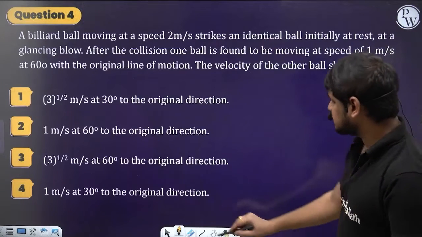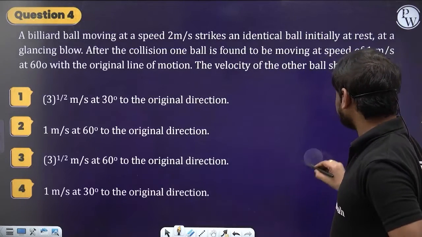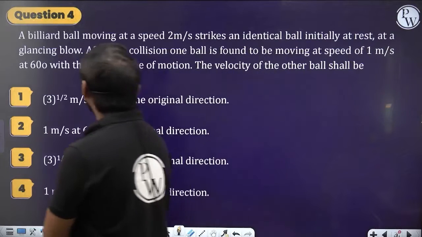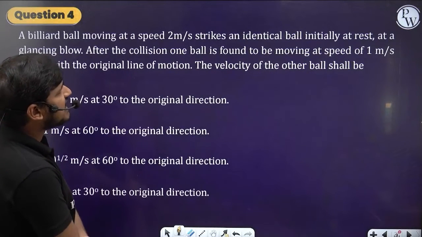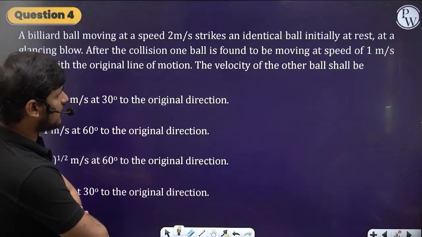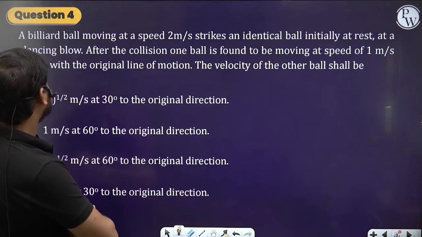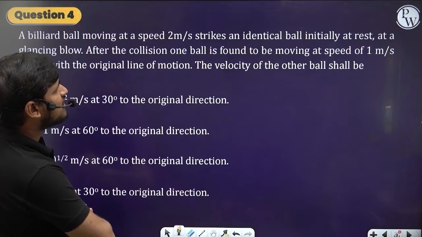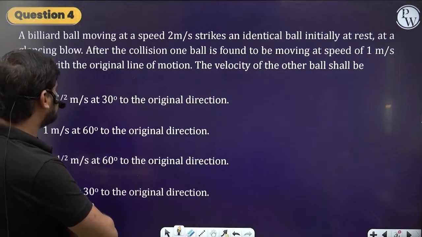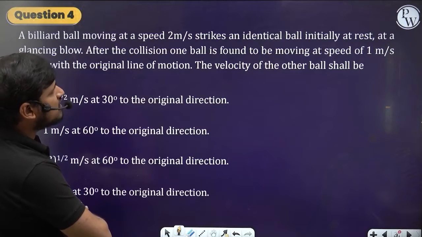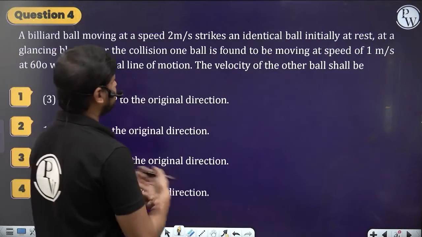So let's take the next question. What does the question say? A billiard ball moving at a speed of 2 meters per second strikes an identical ball which is at rest in a glancing blow. After the collision, one ball is found to be moving at a speed of 1 meter per second at 60 degrees with the original line of motion. So the velocity of the other ball shall be, see here.